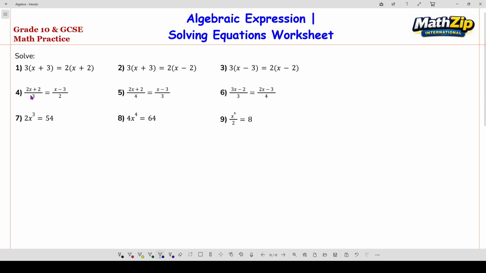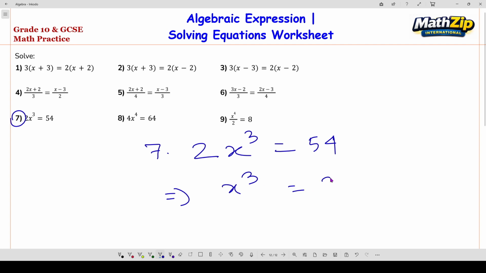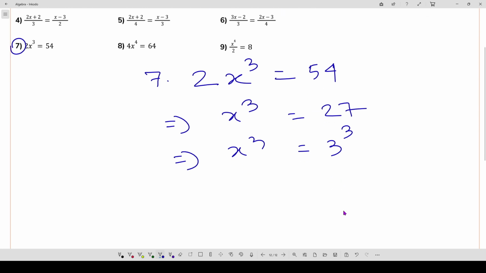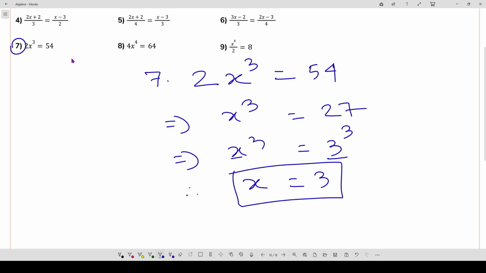Question 7. 2x to the power 3 equals 54. Now we can divide both sides by 2, so x cube equals 27. Now we can write x cube, and this 27 will be 3 to the power 3. We know once bases are the same, the powers will be equal, and here the powers are the same, therefore the bases will be equal. We can write x equals 3. Very simple. So 7 done.